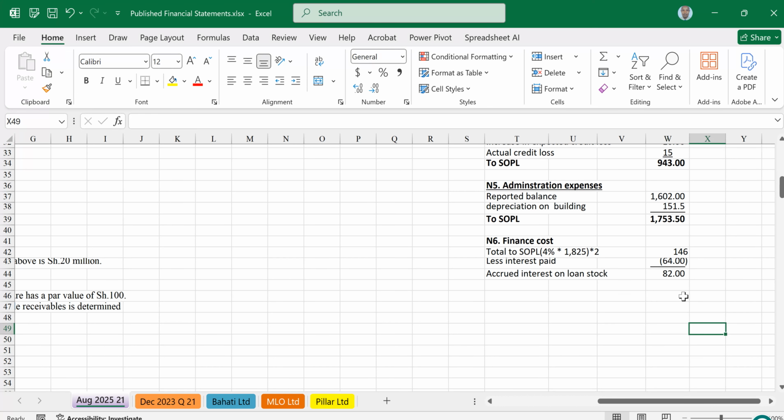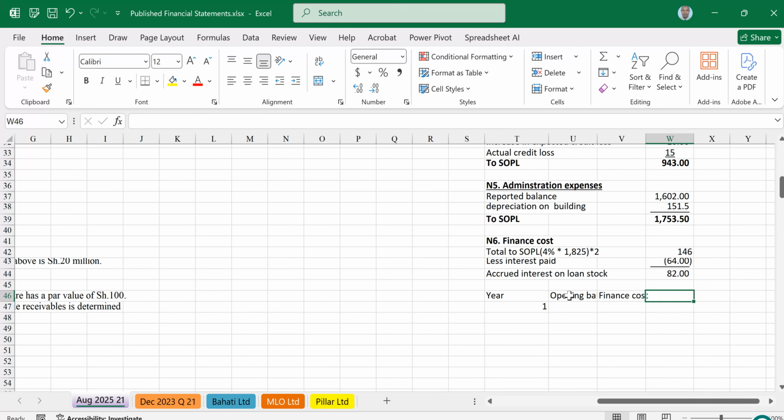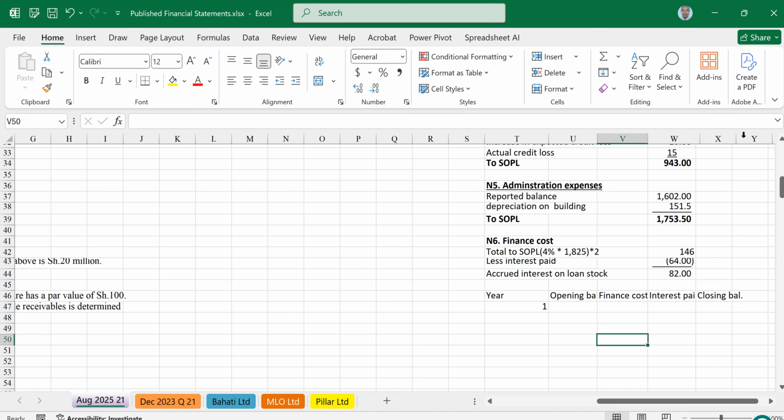Now the best way, if you want to avoid so many other issues, the best way to deal with this, you just bring the loan. So there is year 1, then there is opening balance. Opening balance is finance cost. Then there is interest paid. Then we have the closing balance. Closing balance at the end. I'll be preferring this as opposed to the other way.